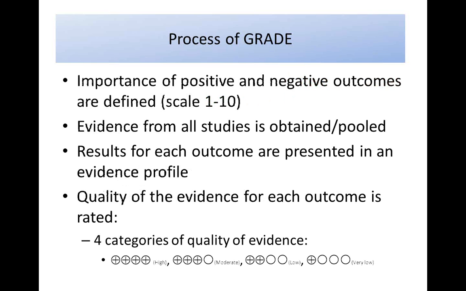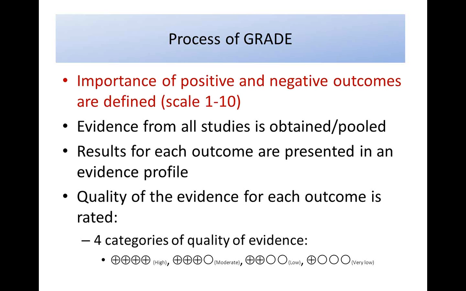So how do we do it? We talked about this with that one overview slide, but let's go through it again. The first step is to rank the importance of positive and negative outcomes and whether or not they are critical or important for decision making and for patients. We then look at the evidence from all studies. We present the outcomes in an evidence profile and we give a quality of the evidence rating for each outcome.